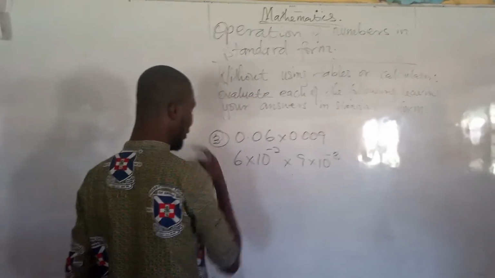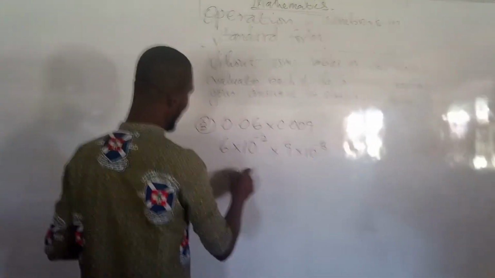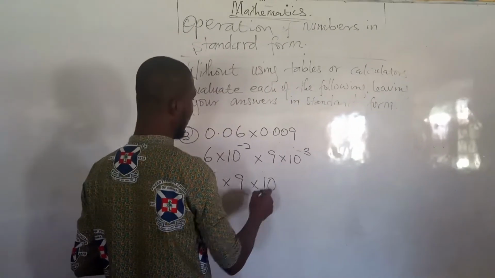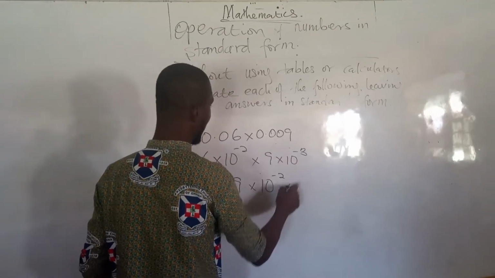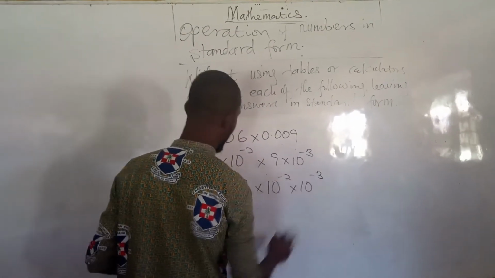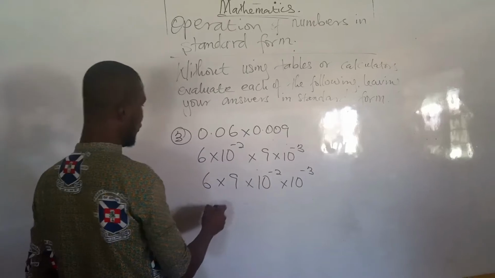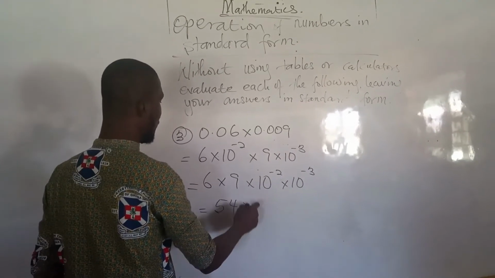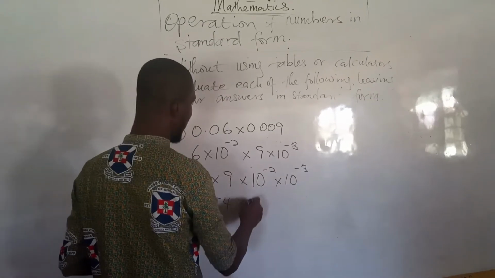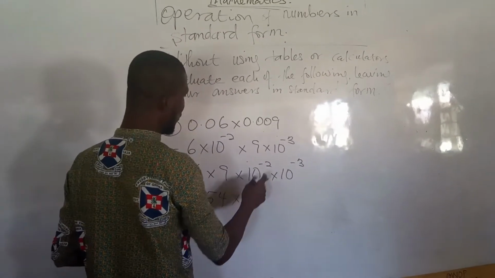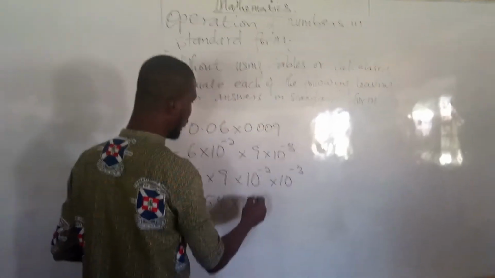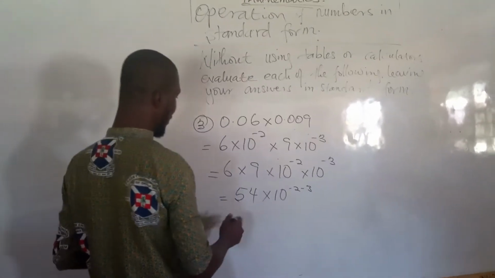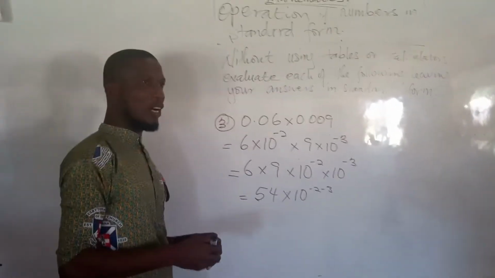That means we are going to get 6 times 9, then times 10 exponent negative 2 times 10 exponent negative 3. 6 times 9 is 54. So 54 times this one by our indices is going to be, we are adding, but this is negative, so it's going to give us negative 2 minus 3. We will simplify all alongside.